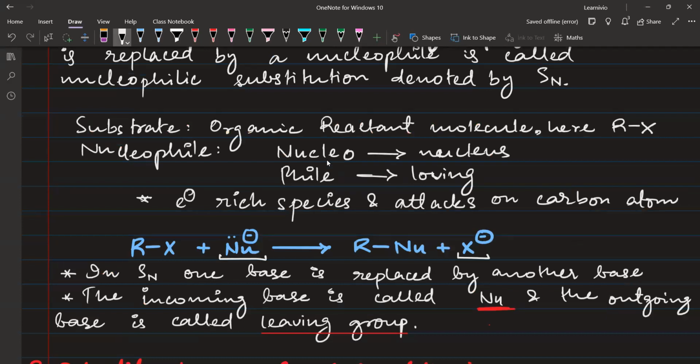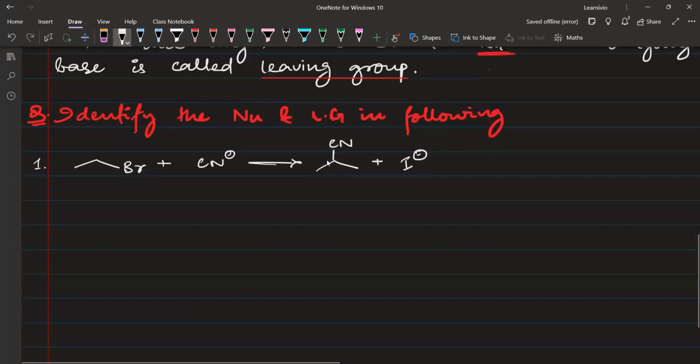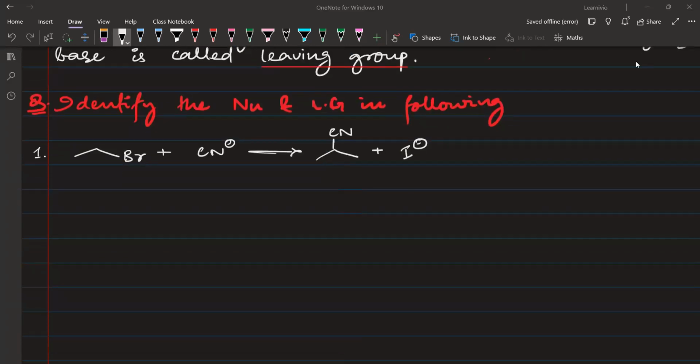ठीक है? Leaving group हमेशा कहाँ मिलेगा आपको? It will be in the products. Nucleophile will be always in the reactant. ठीक है? You need to identify. अब यहाँ पे आप लिखिएगा ऐसे nucleophile, यहाँ पे लिखिएगा leaving group, Lg. ठीक है? Nucleophile. So for this case, what is the nucleophile? CN negative. Make sense? Yes or no? Please tell me. And the leaving group is I negative. जी बताएं. Make sense?